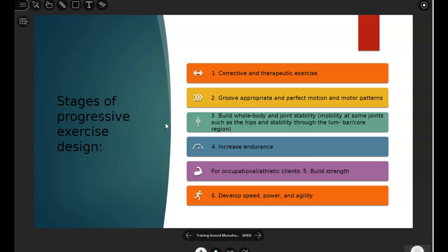Once someone's built that up, they're working on increasing their endurance. After that, they're working on building their strength. The last category, develop speed, power, and agility, might mean coming back to a sport if you're an athlete. Maybe that's something the general population isn't worried about. Numbers 1 and 2 are therapy. Number 3 is probably where therapy meets personal training or strength and conditioning. And 4 falls into the realm of what a strength and conditioning coach, athletic trainer, or personal trainer might end up doing.